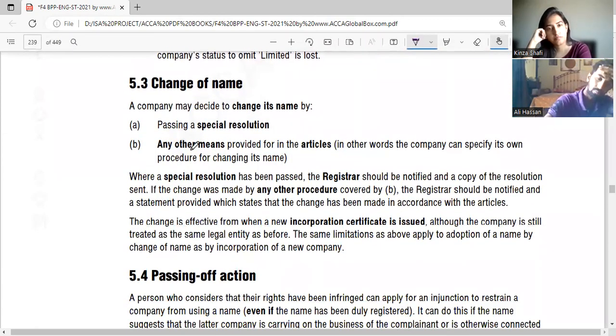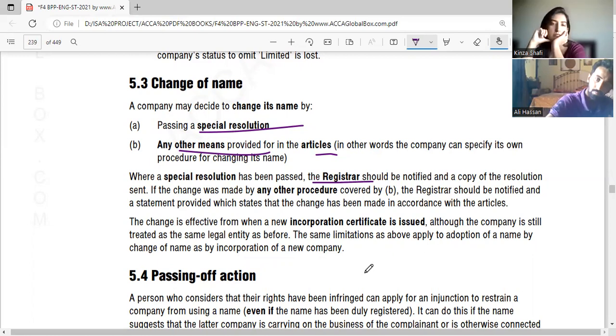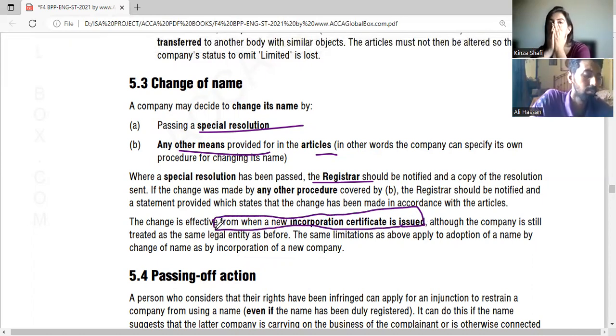Change of name, you can change the name by passing a special resolution or by other means provided in the articles. Registrar को inform करना जरूरी है और change is effective from when a new incorporation certificate is issued. Why? जब आप नाम change कर रहे हो तो birth certificate में भी तो change होगा ना नाम. उसके बाद ही आप यूज कर सकते हो.